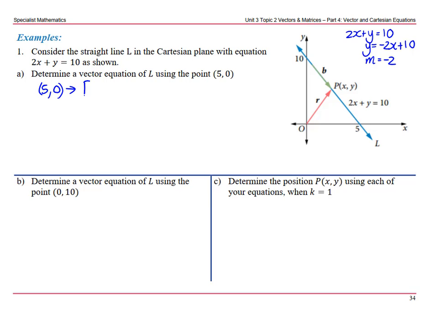can be written as the vector (5, 0). We know that the gradient of the line is -2, so we can rewrite that as (1, -2), meaning right 1, down 2. Or if you're thinking about your rise over run, right 1, down 2.